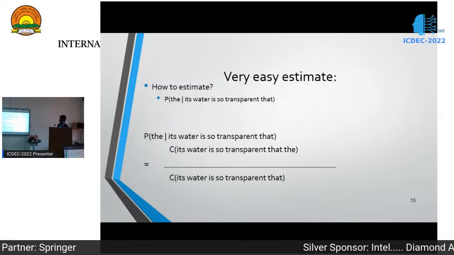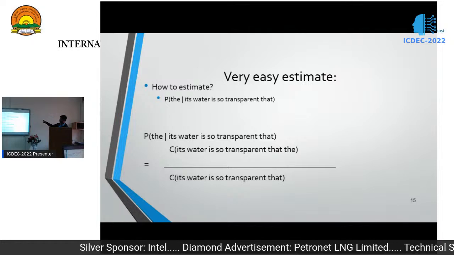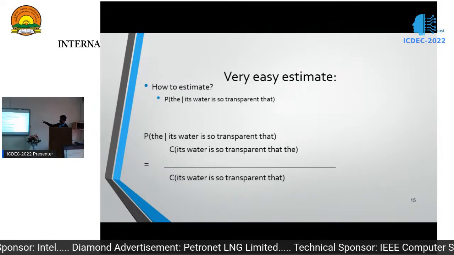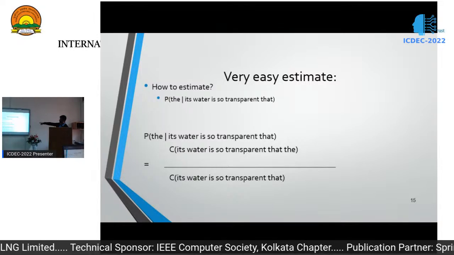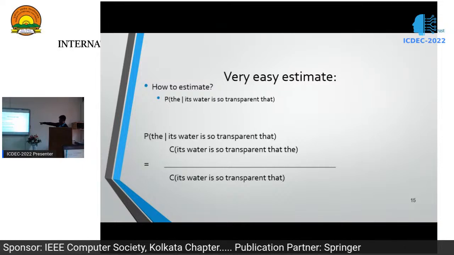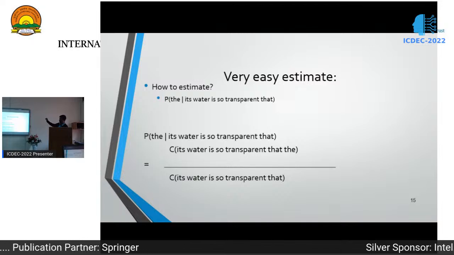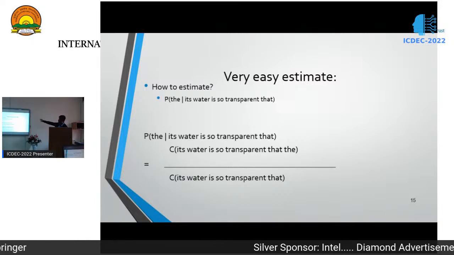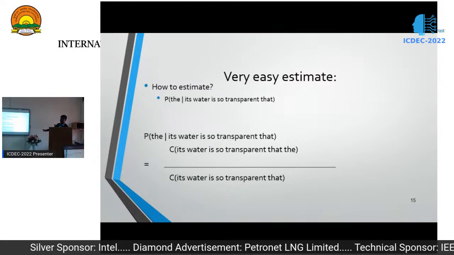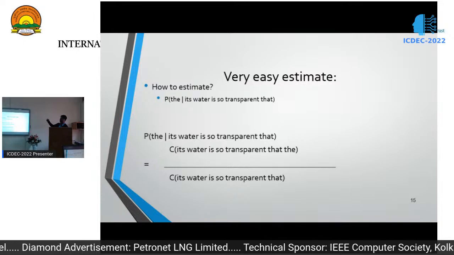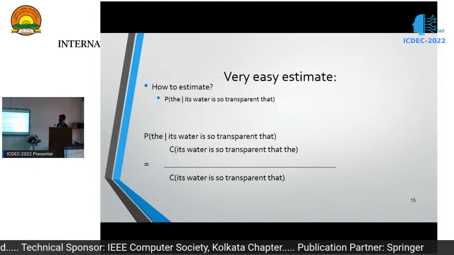Now this is another example, when I have to say the phrase "its water is so transparent that". In that case, we have to count the number of phrases which happen to be like "its water is so transparent that" in the huge corpus, divided by the count of "its water is so transparent that". Then we will be able to find out the probability of getting the following word "the". So that is one thing.